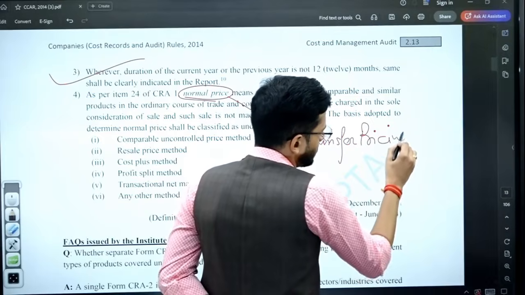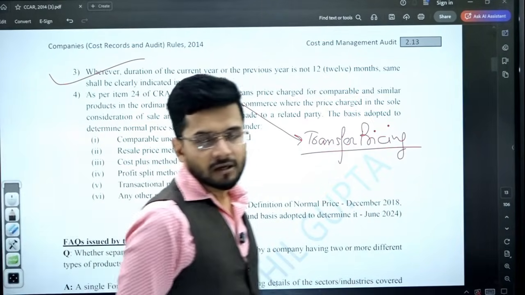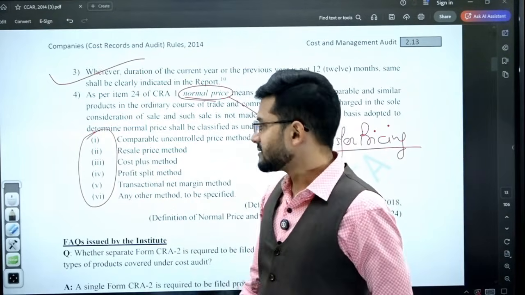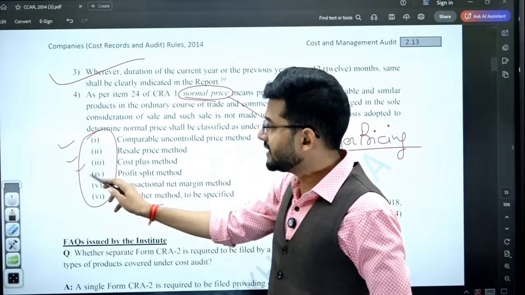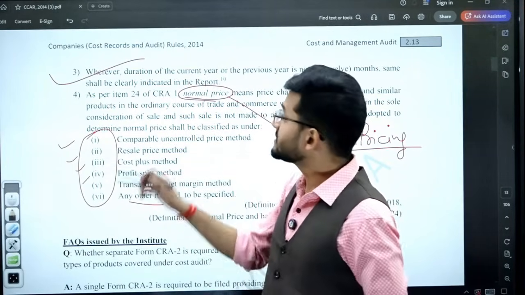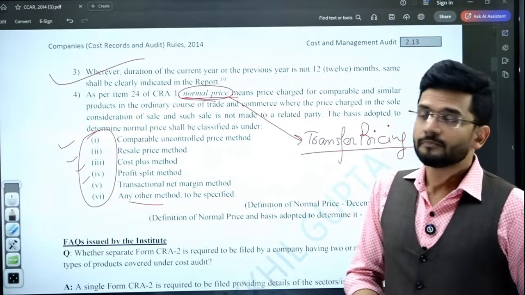You have studied transfer pricing in your Group 3, where we compute a normal price of a particular transaction using any of the 5 methods, right? 5 methods are there, and the 6th method is any other method. So using these 5 methods, we compute a normal price. What should be the price for this particular transaction? The same price is used in the cost audit report also, CRA 1, item number 24.